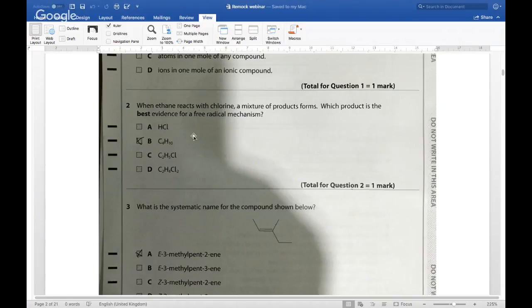Lots of reactions will produce HCl, whereas because we've got chlorine and ethane, to get butane from that reaction suggests that you must have had other steps where you formed free radicals, which would be an ethane free radical. And that would be where 2 ethane free radicals would bump together to form butane. So it was B.